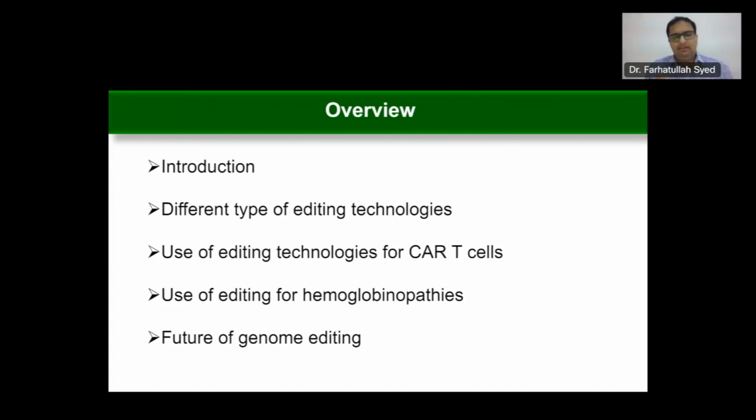We do not have much data on that. We recently started that work, and then I will briefly introduce the future of genome editing.